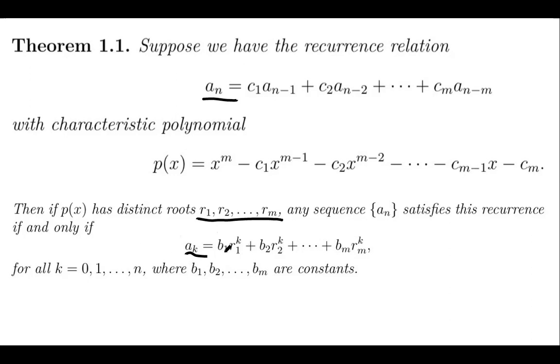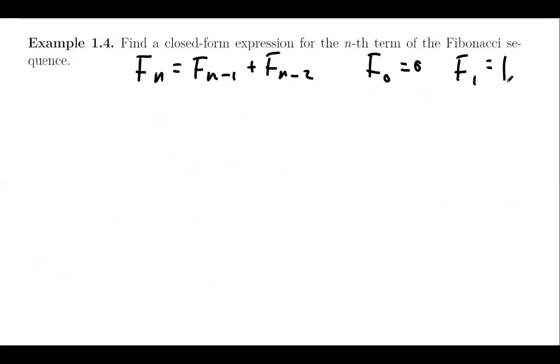Now you may be wondering, how do we get the b's, since they don't show up anywhere here? Well, we'll talk more about that with this example of the Fibonacci sequence. So if you recall, the Fibonacci sequence was defined this way: Fn equals Fn minus 1 plus Fn minus 2. And the 0th term was 0, and the first term was 1.